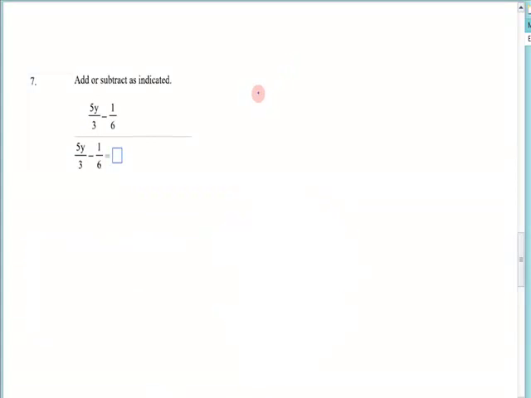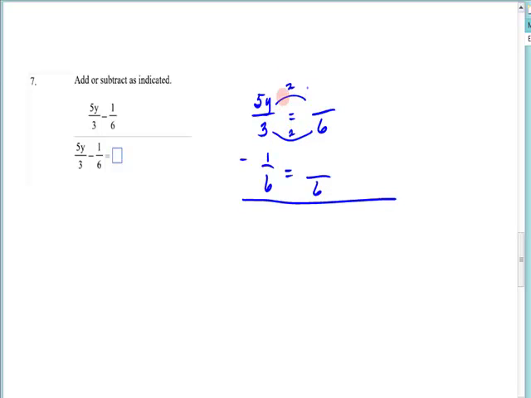Number 7. I have 5y over 3 minus 1/6. Common denominator is 6. 3 goes into 6 2 times, and 2 times 5y gives me 10y. Second fraction, there's no change, so I'll leave it.